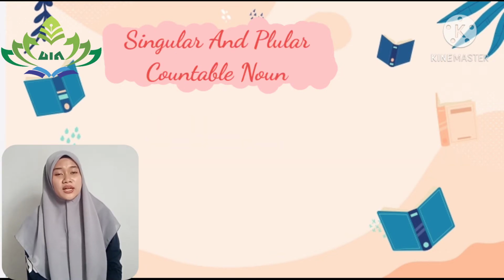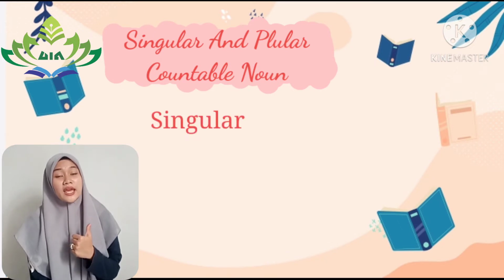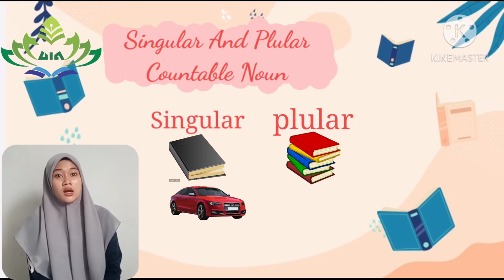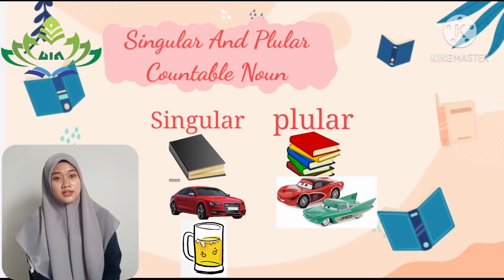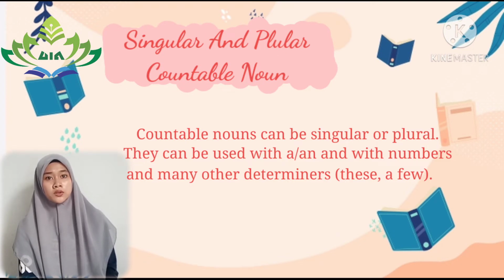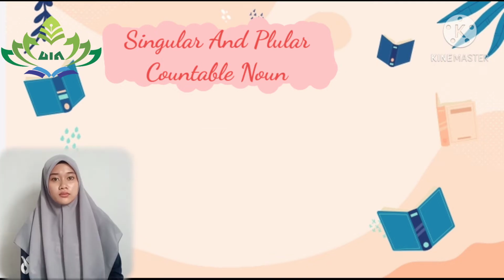Singular and plural countable nouns. Countable nouns can be singular and plural. For example, book, books, car, cars, glass, glasses. They can be used with a or an, and with numbers and many other determiners.